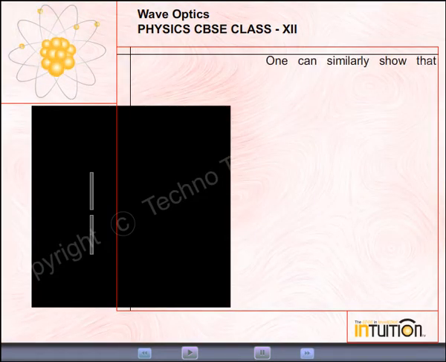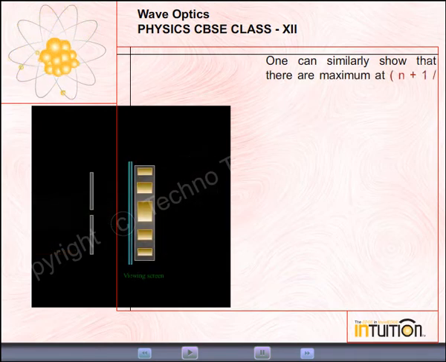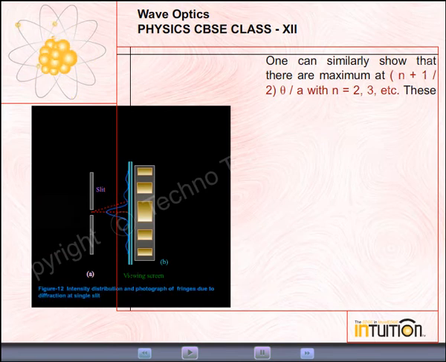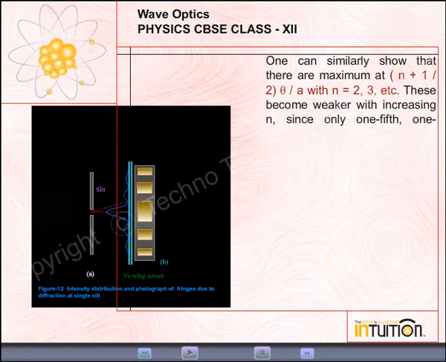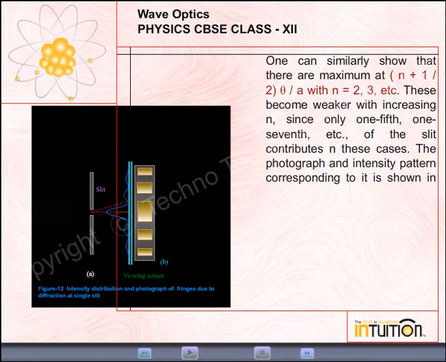One can similarly show that there are maxima at (n + 1/2)λ/a, with n equal to 2, 3, and so on. These become weaker with increasing n since only 1/5, 1/7, etc. of the slit contributes in these cases. The photograph and intensity pattern corresponding to it is shown in the adjacent figure.